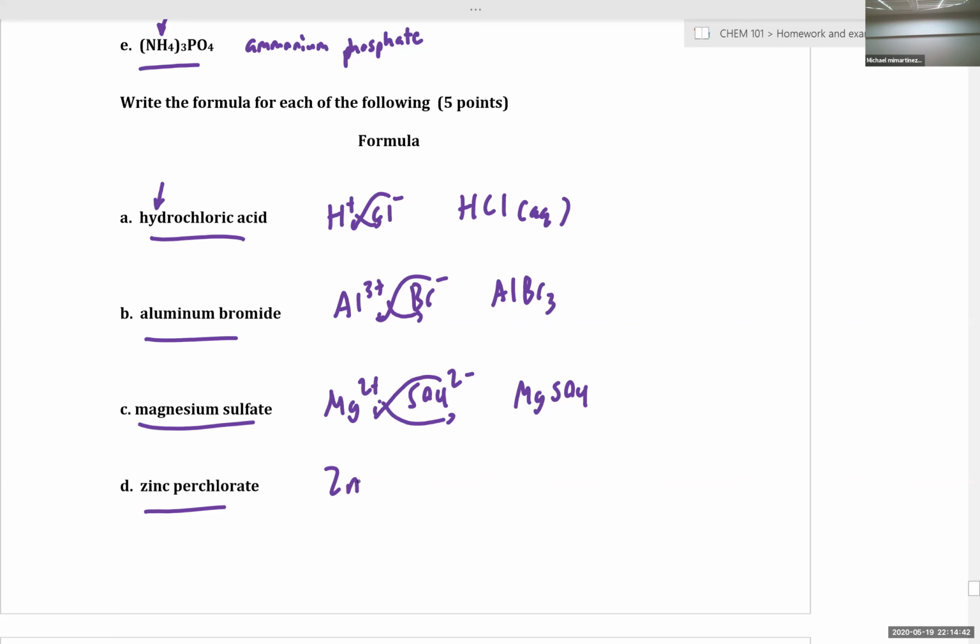Zinc perchlorate. What is zinc's charge? As a transition metal, what is zinc's preferred charge? 2 plus, yep. Perchlorate is ClO4 minus. We cross our charges, and that gives us Zn(ClO4)2.